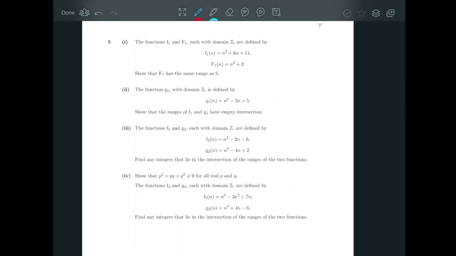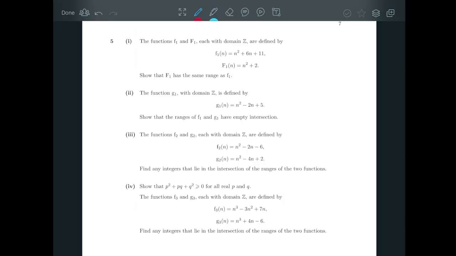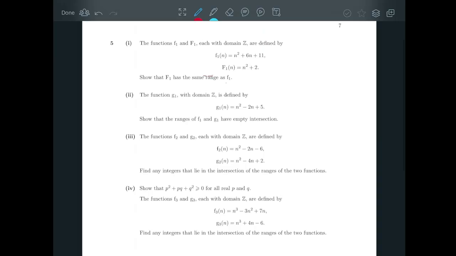Keeping it going, question 5. This is now another number theory-esque one. We have functions on the integers. We're talking about the ranges of the functions. Well, straight away I'm seeing range and I'm seeing quadratics, so I'm automatically thinking complete the square, showing that the ranges have an empty intersection. Well, that seems like it's something to do with the integers, so maybe I'm thinking about how square numbers interact with each other. I can probably put something together there.